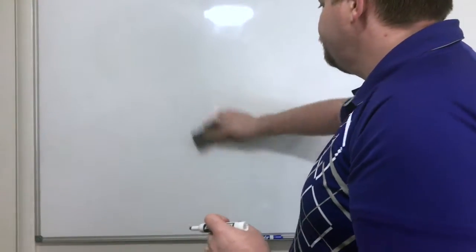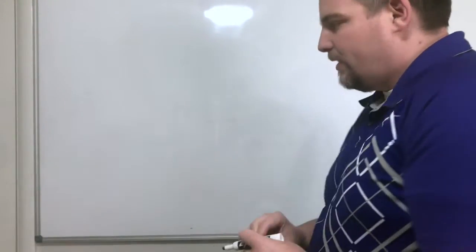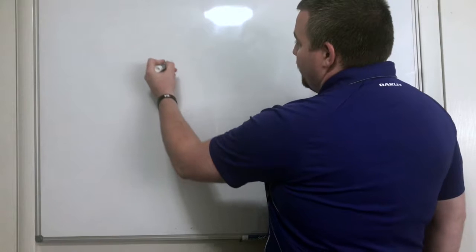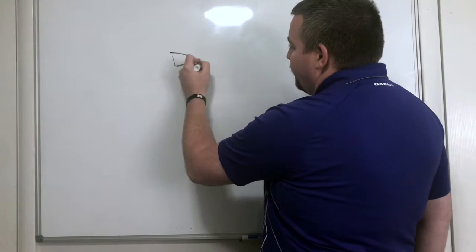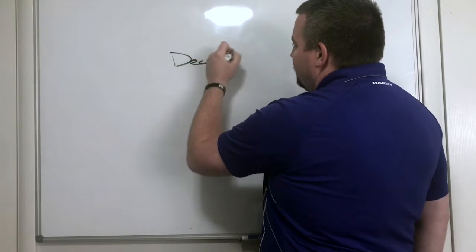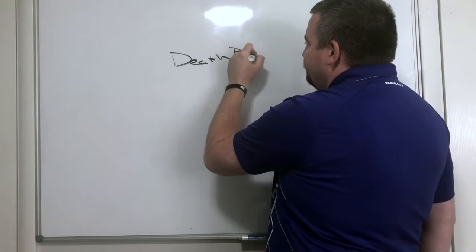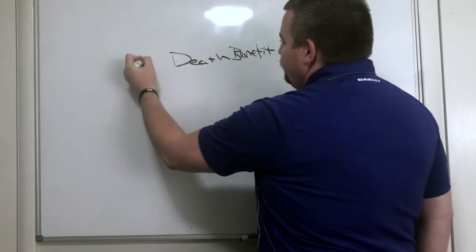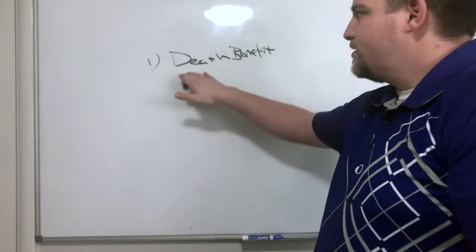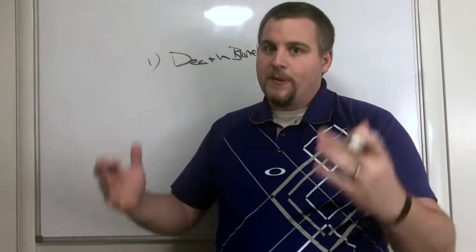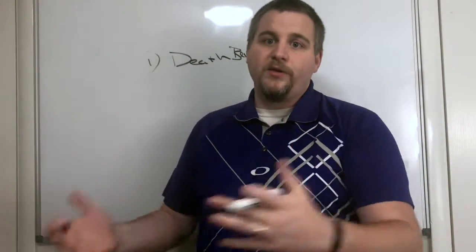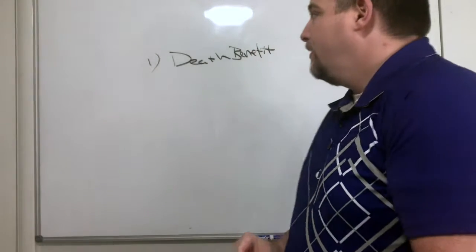Okay, so let's say, for example, what can a life insurance policy do for you? First and foremost, it provides a death benefit. This is just what most people think about with insurance. It's when you die, your family gets money.